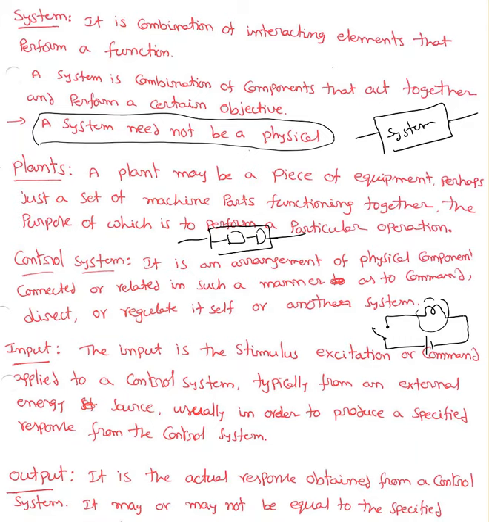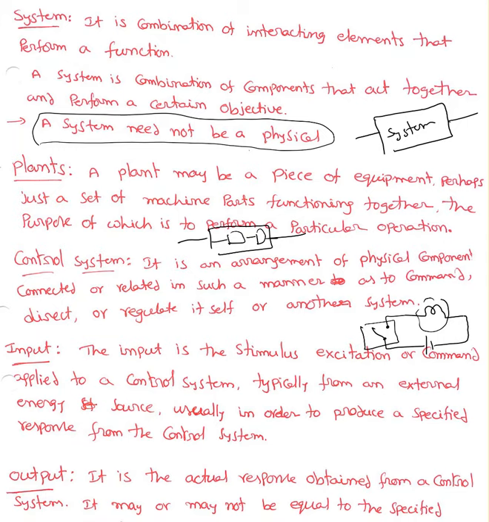A control system is, in this whole system, the subsystem that controls the light. That's called a control system. It is an arrangement of physical components connected or related in such a manner as to command, direct or regulate itself or another system. So basically this switch is regulating the bulb, or the current flow in the whole circuit.